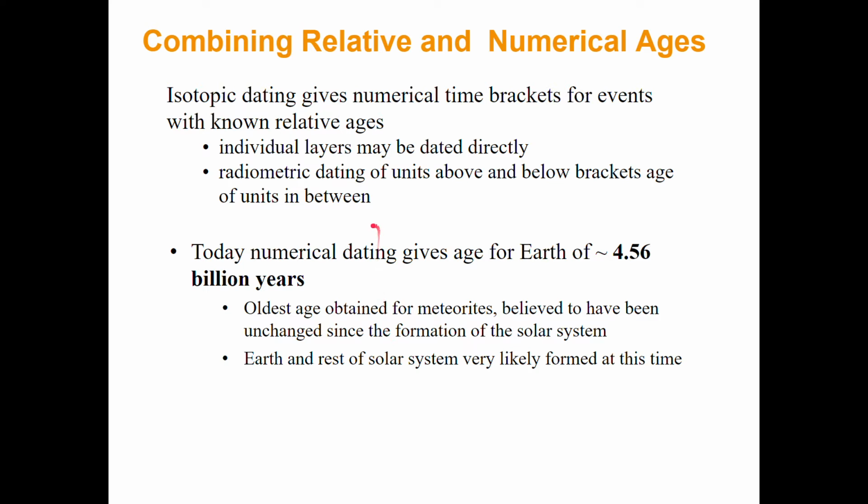This kind of deals with what I talked about. Isotopic dating gives numerical time brackets for events with known relative ages. So like I said with that sedimentary rock, I may not be able to figure out the age of the sedimentary rock, but I can kind of constrain it. If I've got a volcanic ash above it and maybe basalt below it, I can date those things and say, okay, this thing is between 50 and 55 million years old, because those are the two ages of that volcanic ash and the basalt.